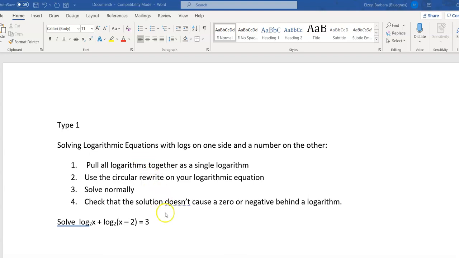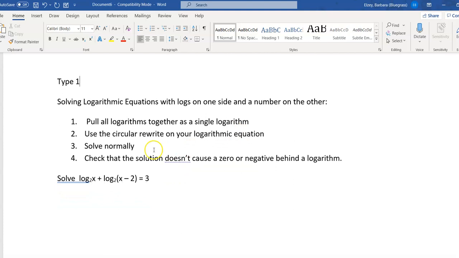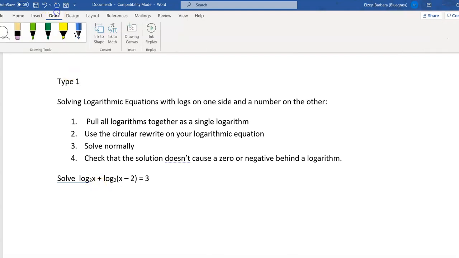All right, so let's take this one right here through these 4 steps so we can understand what these steps are saying. All right, so first, pull the logarithms together as a single log. So on the left side, we have 2 logarithms being added together. Let's remember that addition, when we pull it together, goes back to a single log with multiplication. So I'm going to go ahead and pull this together as one single logarithm. And my addition is going to change into the insides being multiplied. So the x is going to be multiplied times the x minus 2.